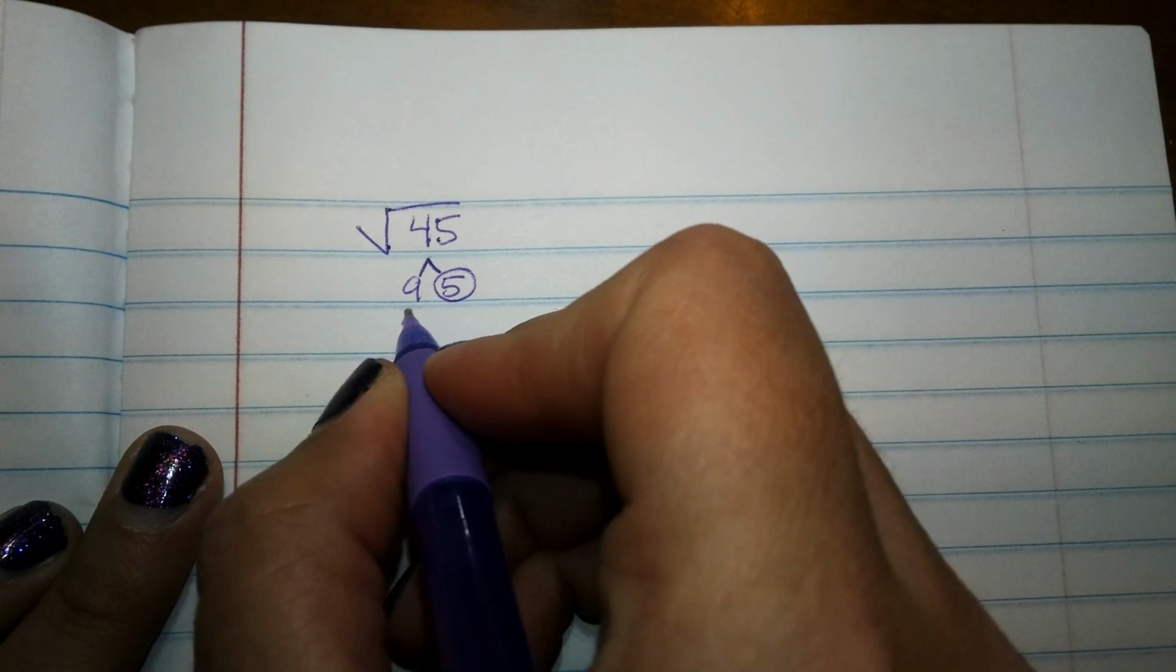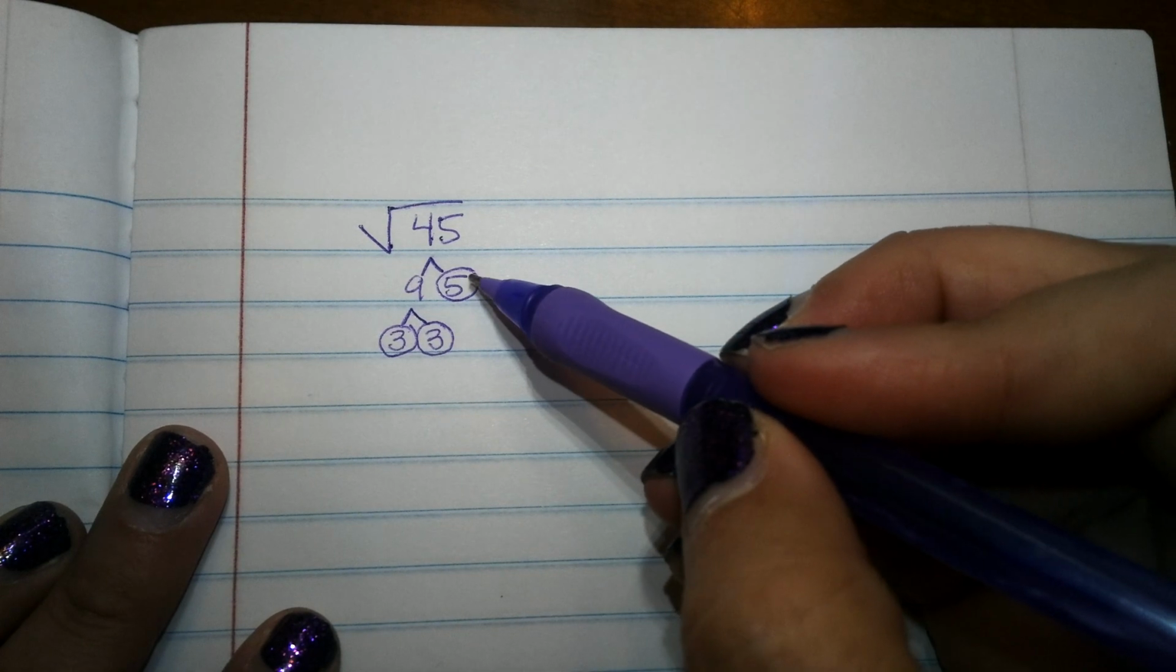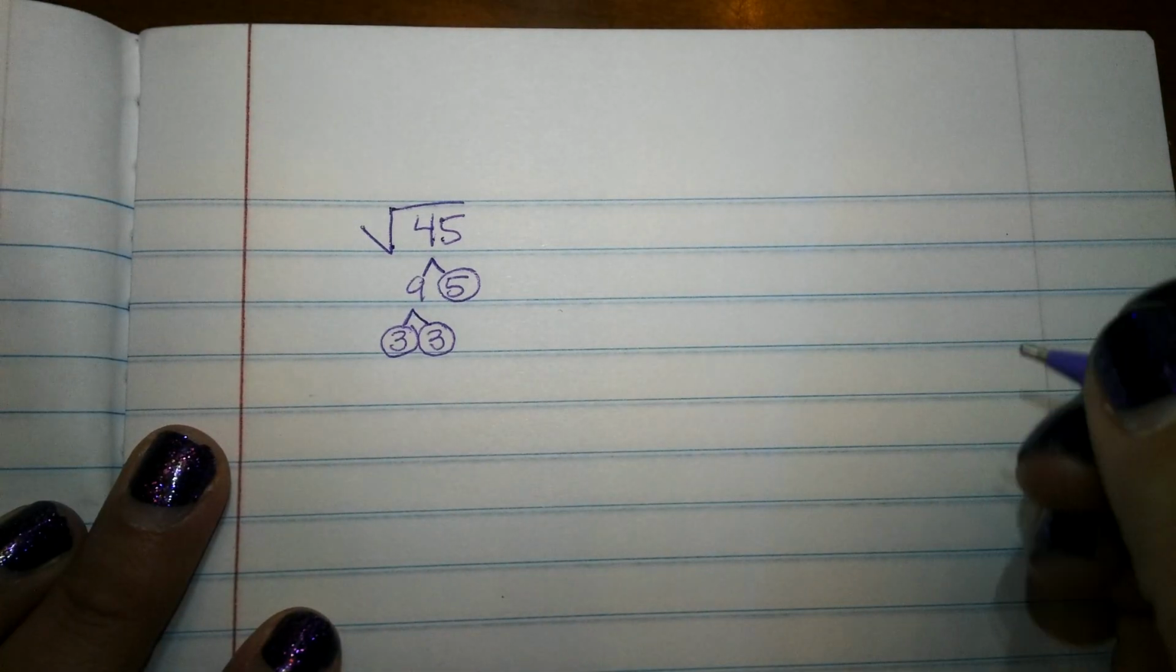Now, 9 is not prime. I know that 9 is 3 times 3. 3 is prime, so I'm going to circle those. We're going to circle all the primes. Those are the numbers. If I would take 3 times 3 times 5, guess what? I'd get back to 45.